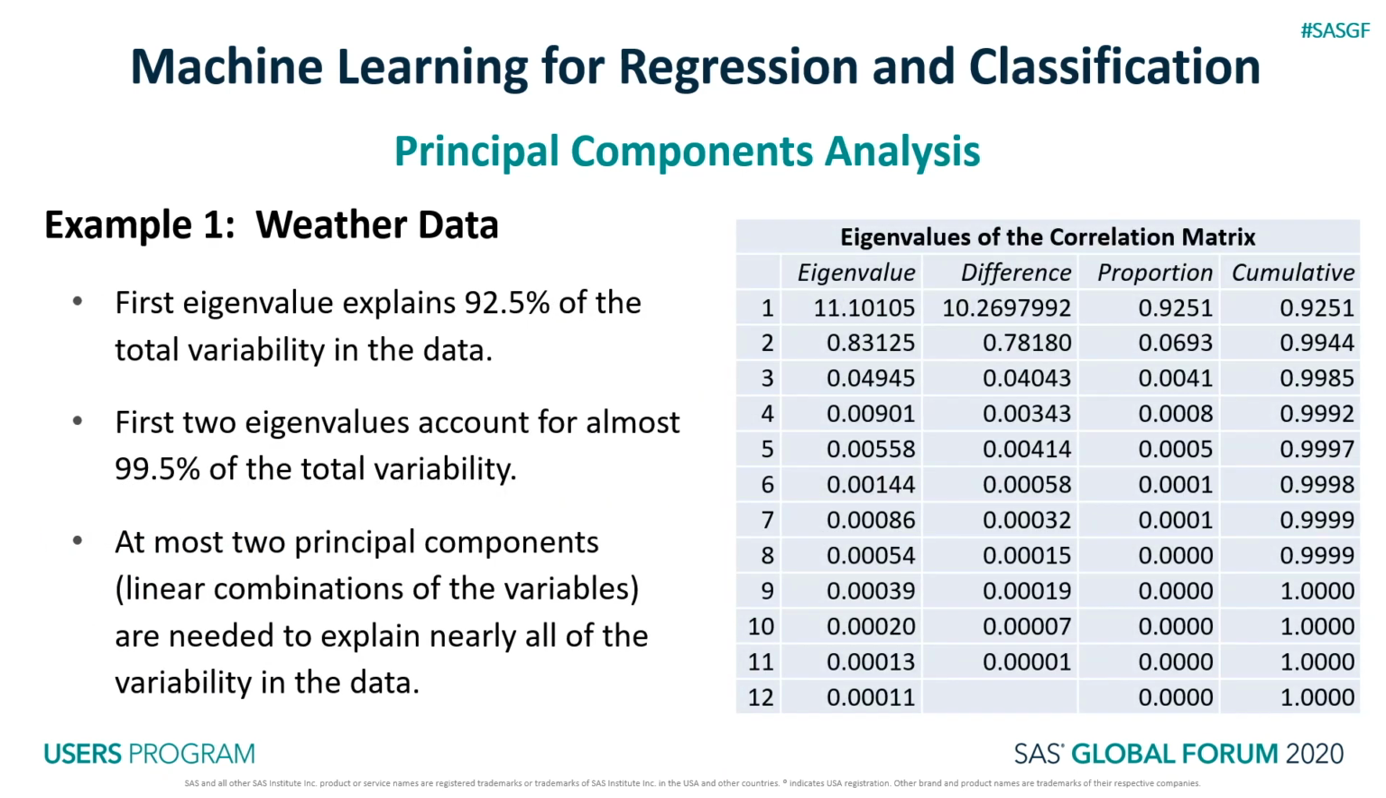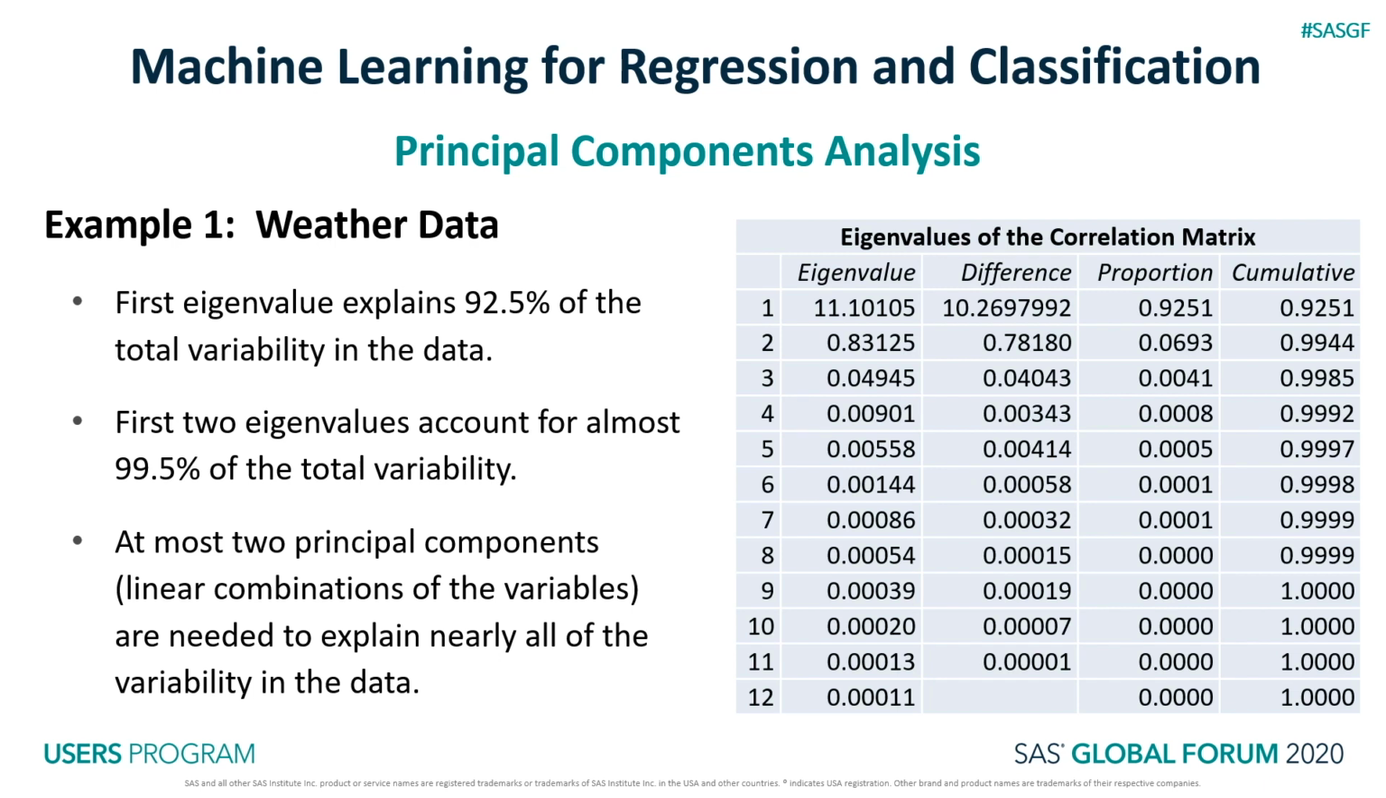And here's the output. The largest eigenvalue is 11.1. So that first eigenvector, that first principal component, explains over 92% of the variability in the data. And you could be forgiven for saying, okay, that's enough, I'm done here. We'll settle for one principal component. The first two principal components account for almost 99.5% of the variability among these variables, and that surely is enough.